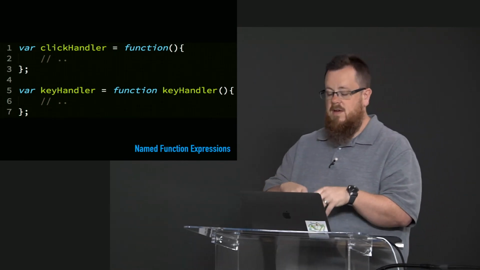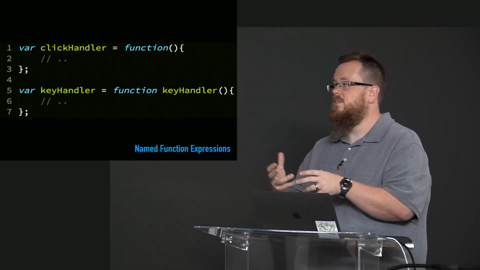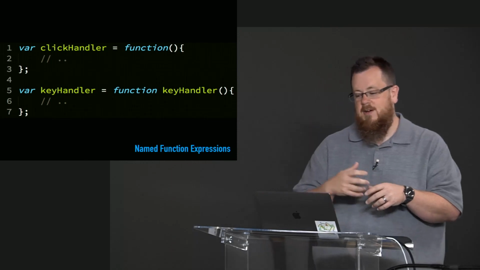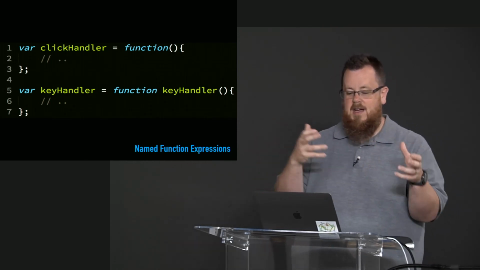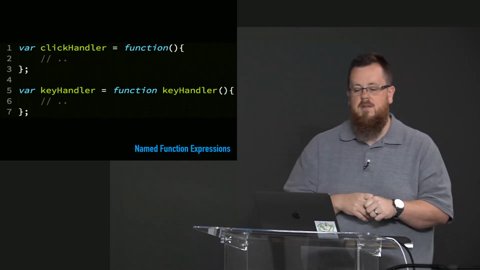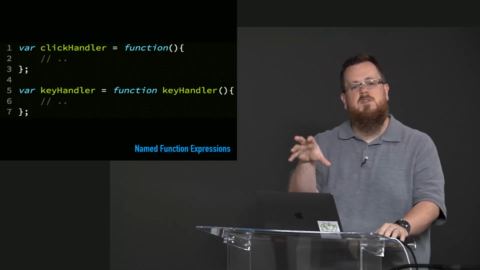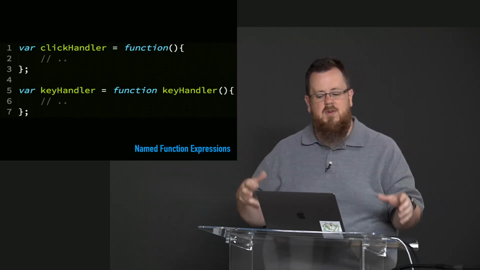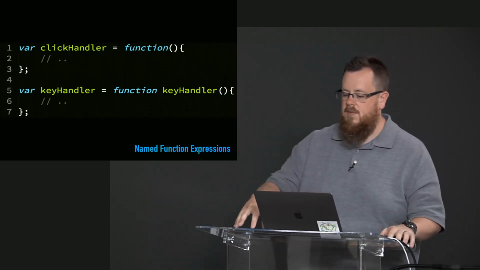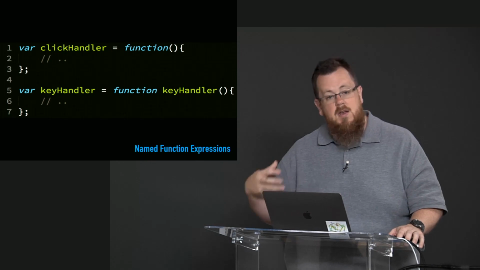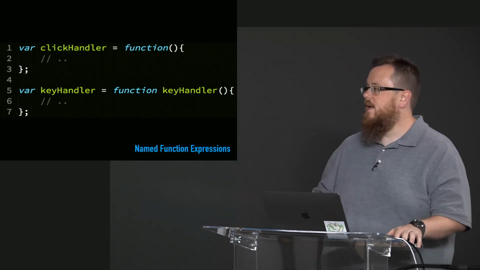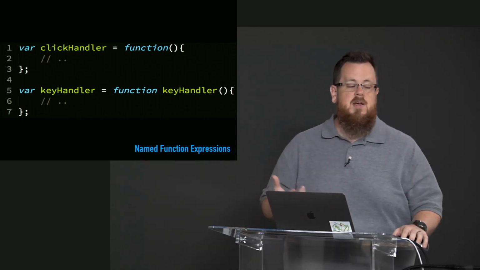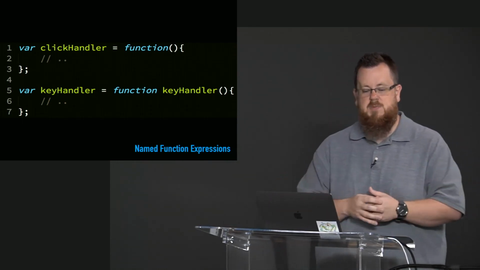And then on line 5, I have another function expression that's getting assigned to a variable. And this time, that function expression does have a name. It's called keyHandler. And it's assigned to a variable of the same name, keyHandler. So these two function expressions have a slightly different term if we're trying to discuss them in very specific detail. The one on line 1, we would call an anonymous function expression. And then keyHandler, the function expression on line 5, because it has a name, we call a named function expression.